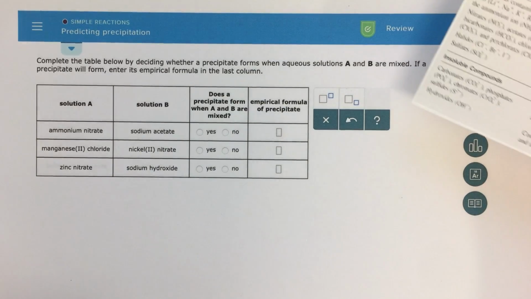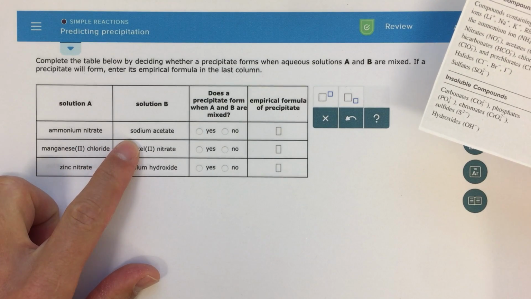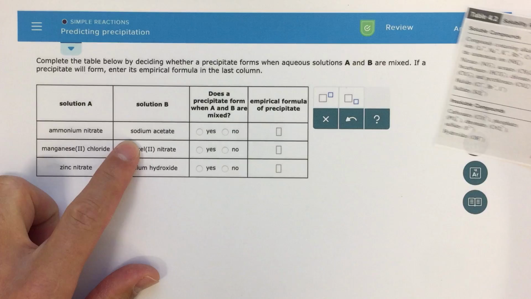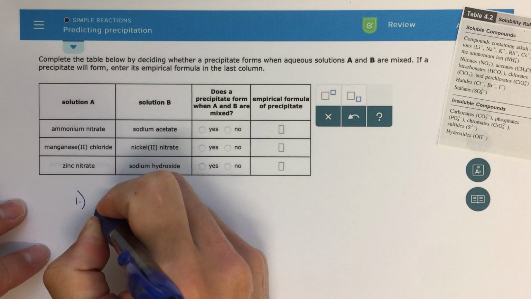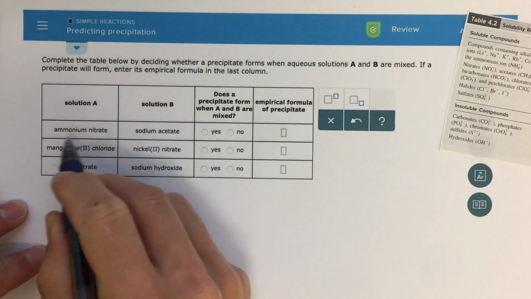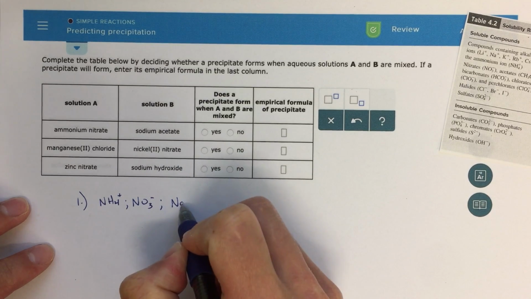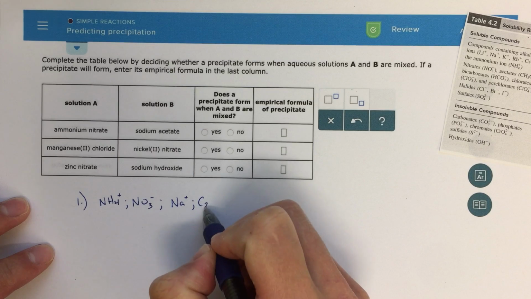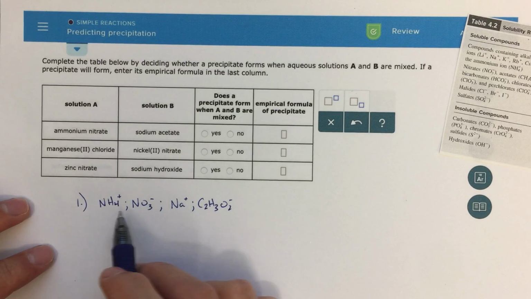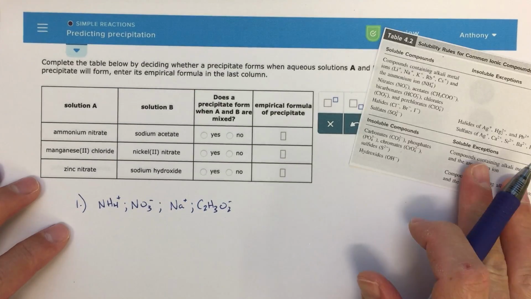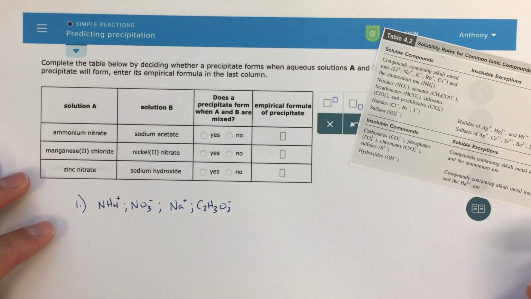And let's get started. So basically what we're asked to do is we're mixing together ammonium nitrate and sodium acetate, and we need to figure out, will a precipitate form? So what I would really recommend you do is write out, so step one, write out what is ammonium, right? And then write out what is nitrate, and sodium, and acetate is C2H3O2 minus. And then we're going to see if we can figure out, if I mix any of these two things together, will it be an insoluble compound? So that would be a precipitate, would be an insoluble compound.